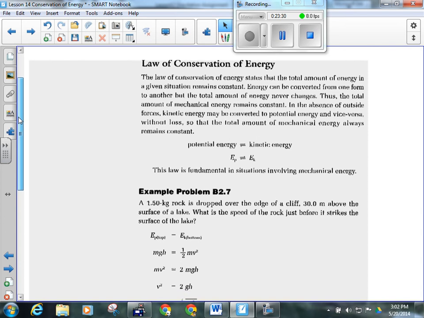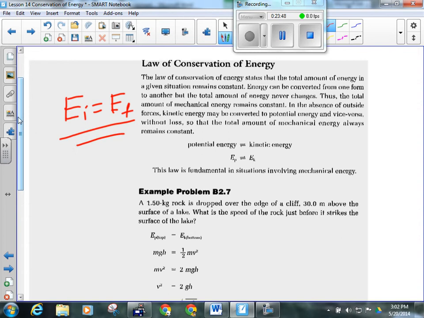Anyway, law of conservation of energy. This is the next step from here. The total amount of energy in any given situation remains constant. That's why we can say that E_i, the initial mechanical energy, equals the final mechanical energy, because once it's in there, it can't be created or destroyed. Thus the amount of mechanical energy remains constant. In the absence of outside forces, kinetic energy can be converted into potential energy and vice versa, which is what we said happened with the arrow.